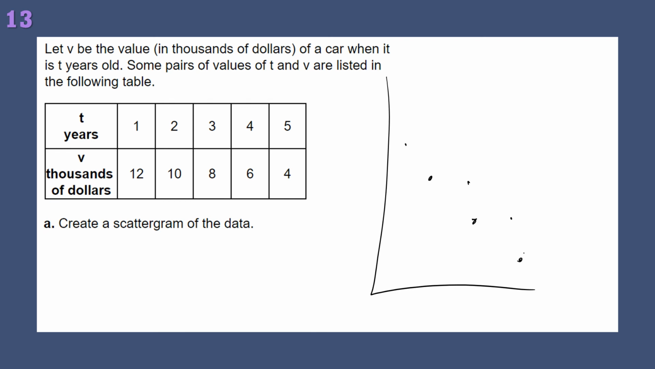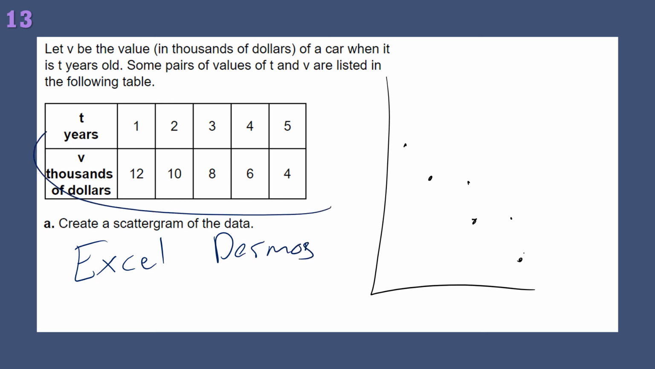I want you to notice a few things about scattergrams. They're not always going to line up perfectly. Okay, and we can actually make scattergrams by going into Excel, or we can use Desmos. And either one allows us to take a table of values and graph them as dots. Okay, the reason I like Excel a little bit better is because we can also add a trend line.